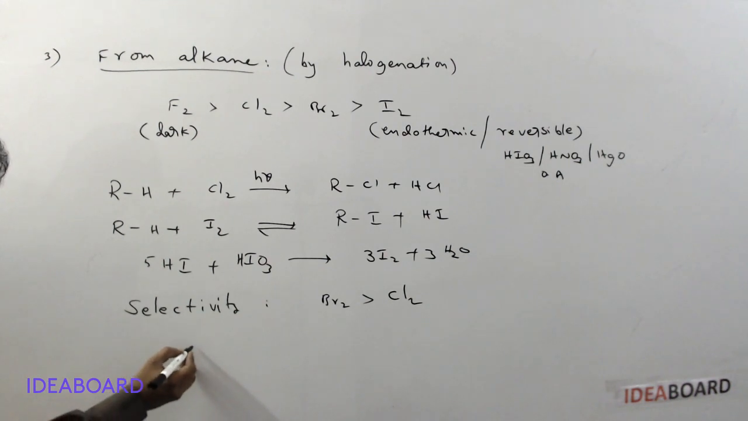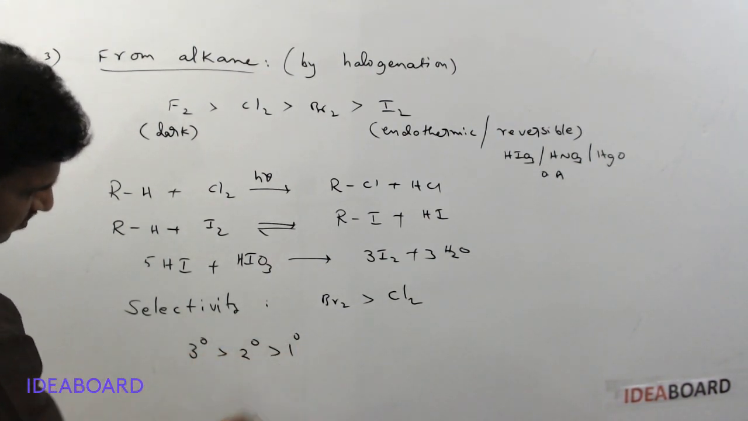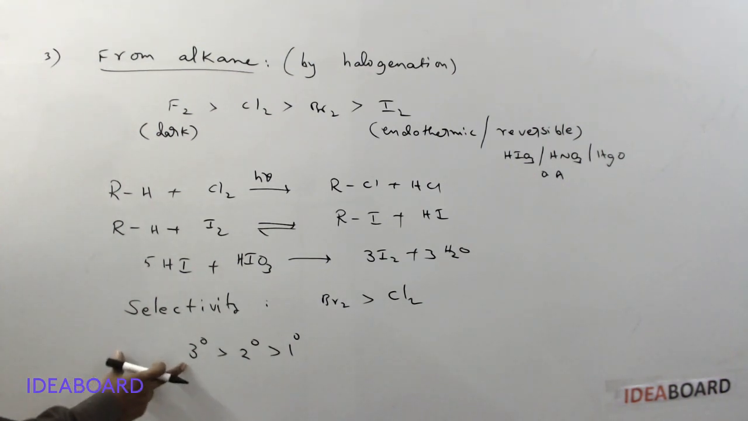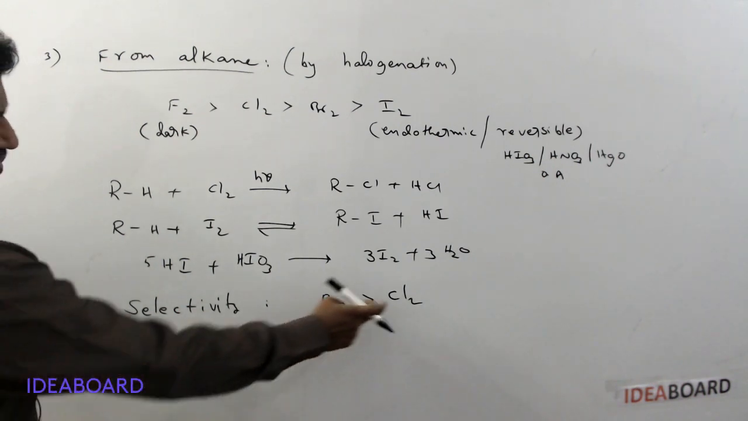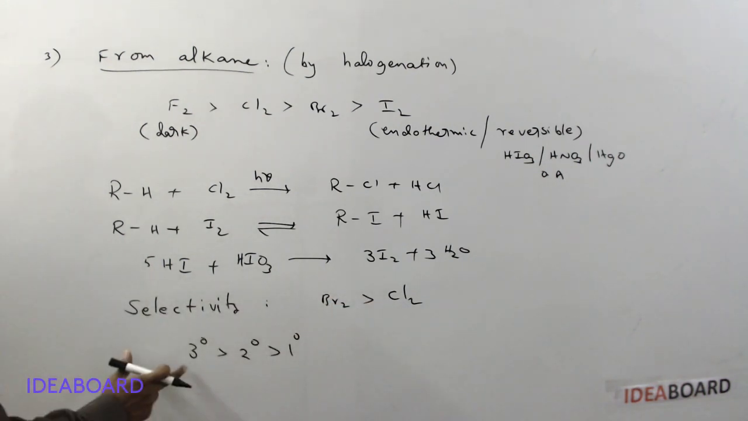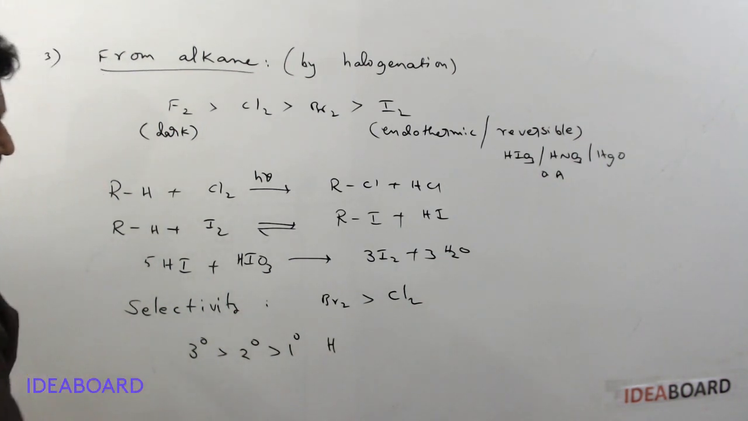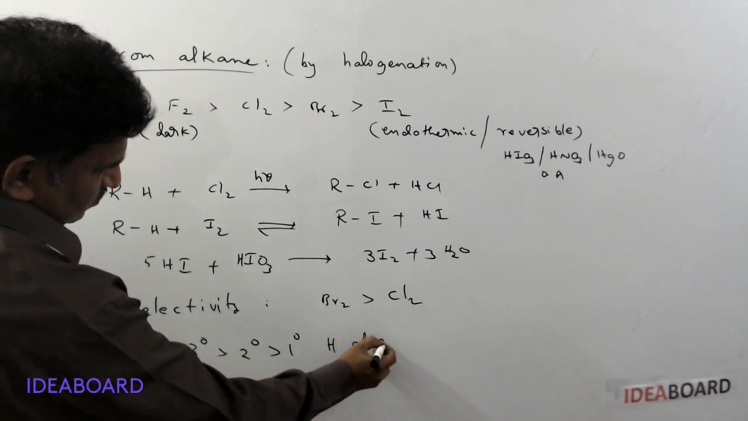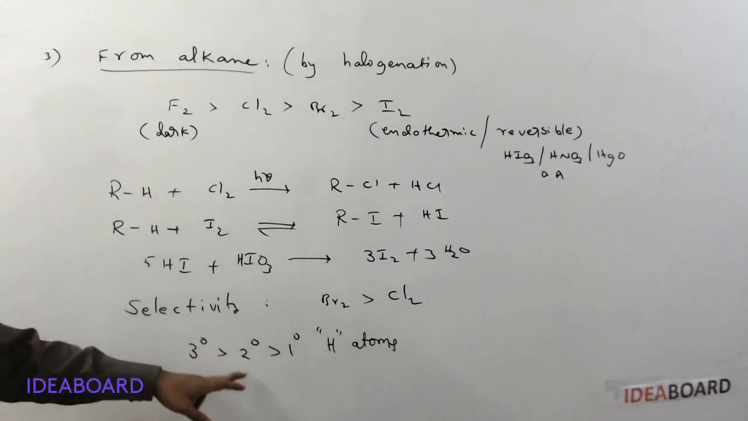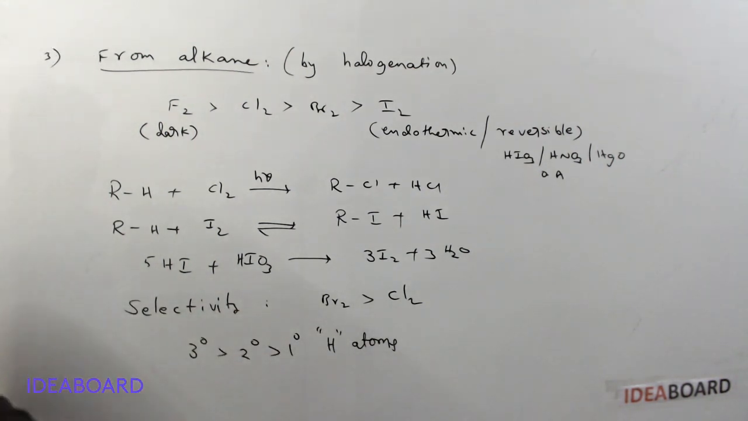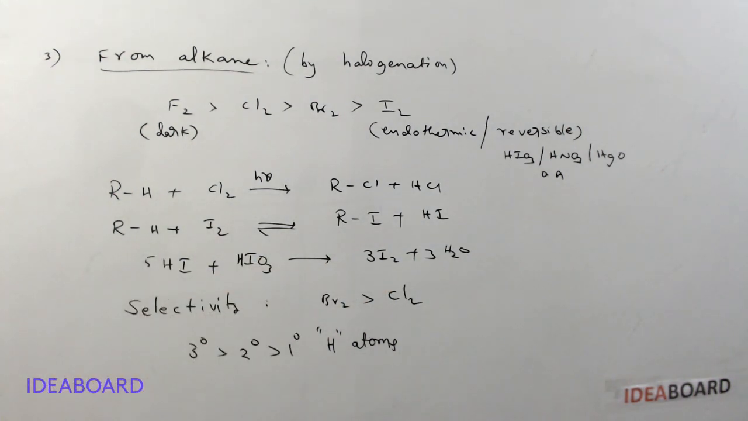So whenever we are having a tertiary hydrogen, secondary hydrogen, primary hydrogen, tertiary hydrogens are selected by the bromine more than chlorine. So this is the reactivity order of tertiary, secondary, primary hydrogen atoms also. Based on the availability of tertiary, secondary and primary hydrogen atoms, it will be selected by the bromine and chlorine to give the products further.